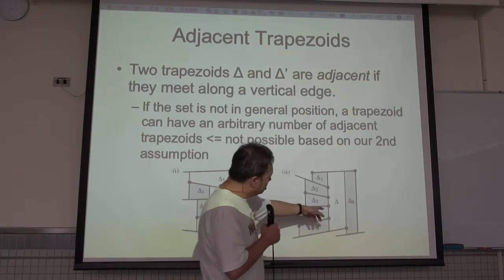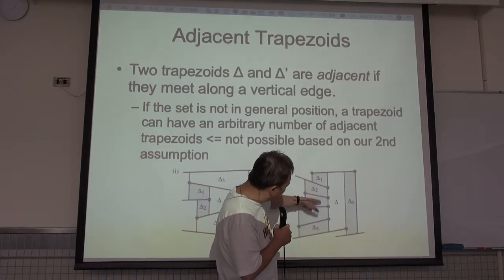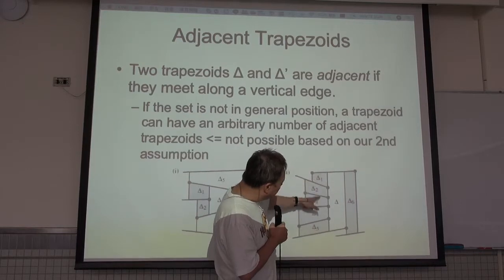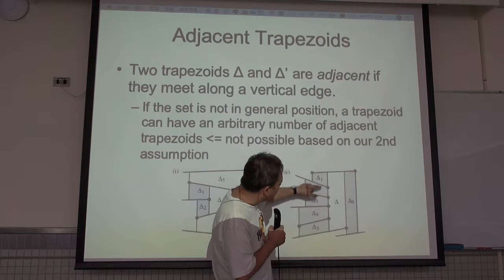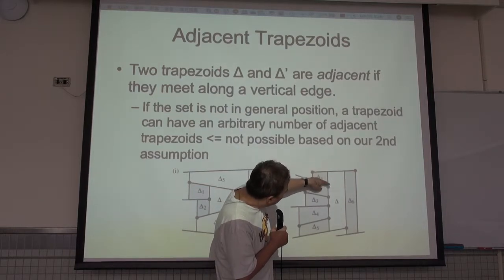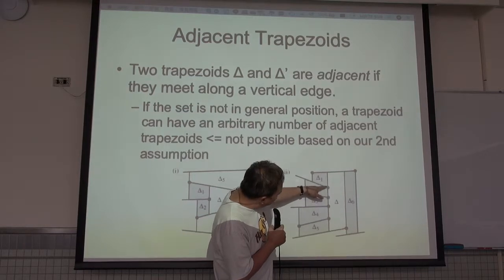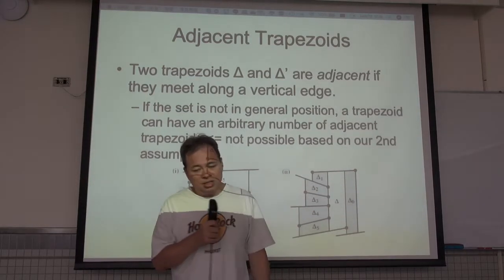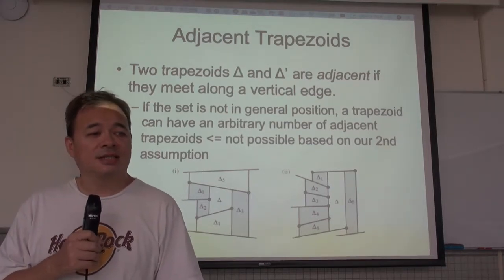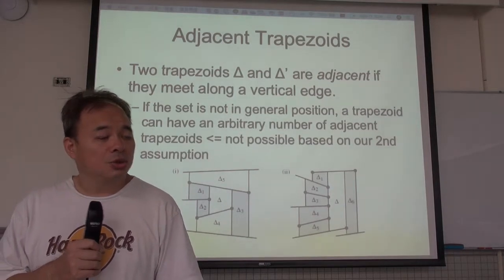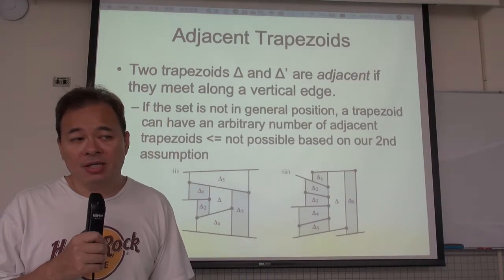If you want to have more than 2, for example, here you have 1, 2, 3, 4, 5 adjacent trapezoids on your left-hand side, you will have to have endpoints that share the same x-coordinate value, which violates the general position property.